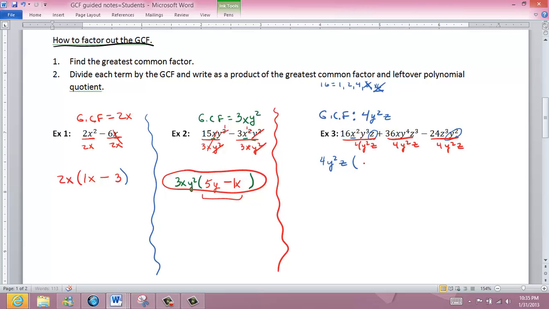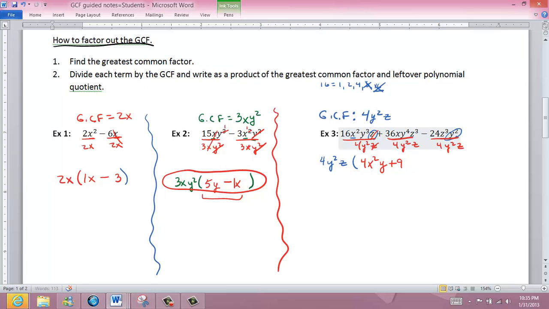So, 16 divided by 4, 4. Okay, I don't have anything to cancel out the x's, so I have to keep them. I have 3 y's on top, 2 on bottom. So I have more y's on top by how many? 1. And these 2 z's cancel out. Plus 36 divided by 4 is 9.